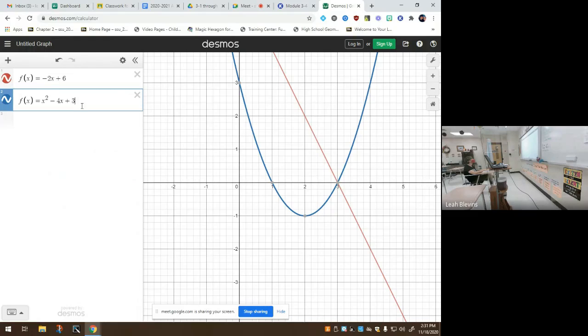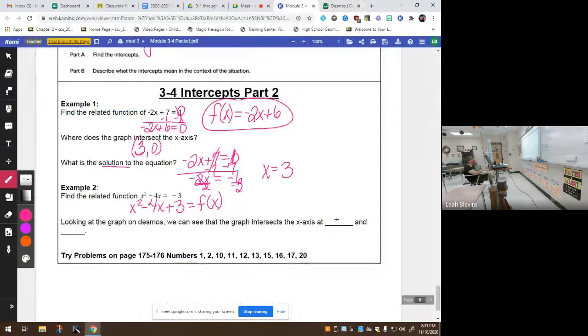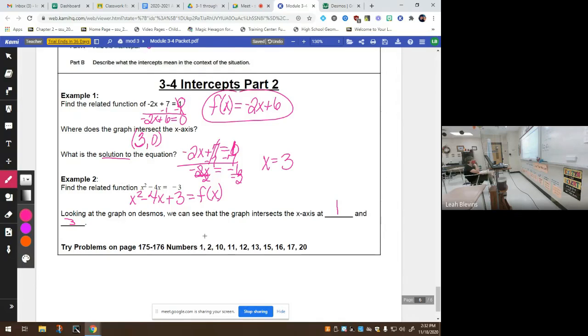Again, I'm looking for where it crosses the x-axis. Where does it cross? 1 and 3. So there are my solutions, 1 and 3. If I was to solve this algebraically, which I realize that you don't know how to do yet, you haven't been taught, but had you been taught, you would get the same answers, 1 and 3. We don't have to do it the hard way when we can get the related function and graph it and look for where it crosses the x-axis.